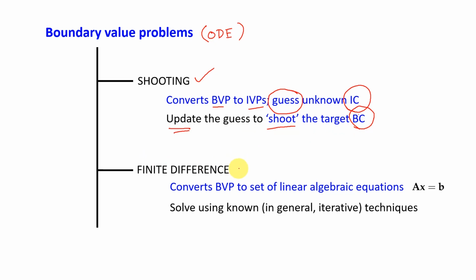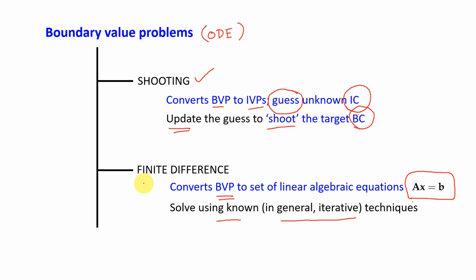As opposed to this technique, we have now the finite difference technique. Here our goal is to convert the boundary value problem to a set of linear equations of the Ax equals b type, and then we solve them. In general, we use iterative methods, but we'll come to those things later. The finite difference method is more general than the shooting method, and in our discussion of partial differential equations, we'll use this method heavily. To understand how this method works, we'll take up a physical problem. We'll first model it, then we'll discretize the equation, and then we'll solve the equation.